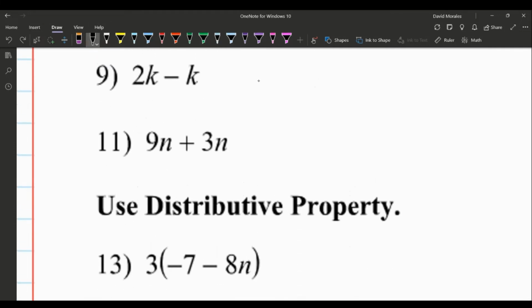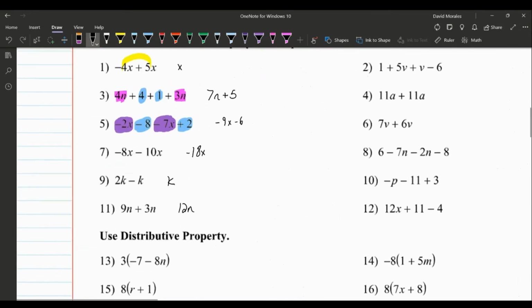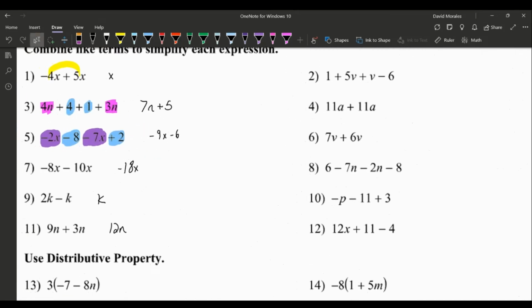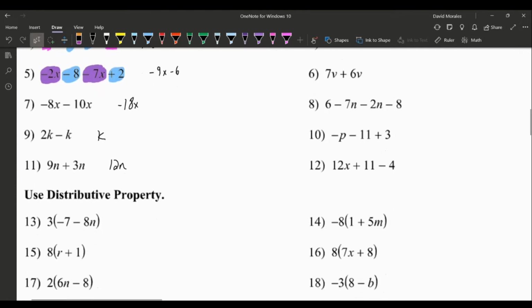2k minus k, that is k. 1k, but we don't write 1k. We just leave it as k. 9n plus 3n is 12n. Okay, so that's combining like terms. You can go ahead and look at these on the right hand side. That is also good for practice.